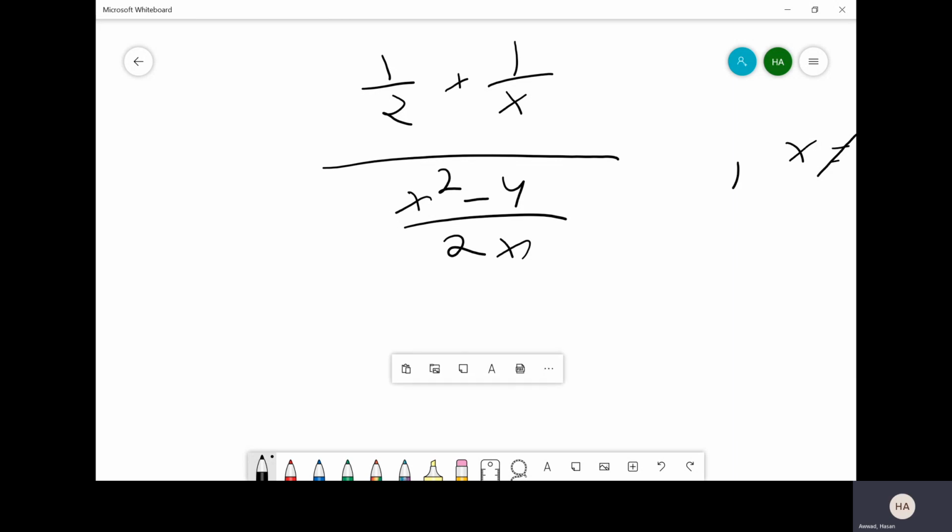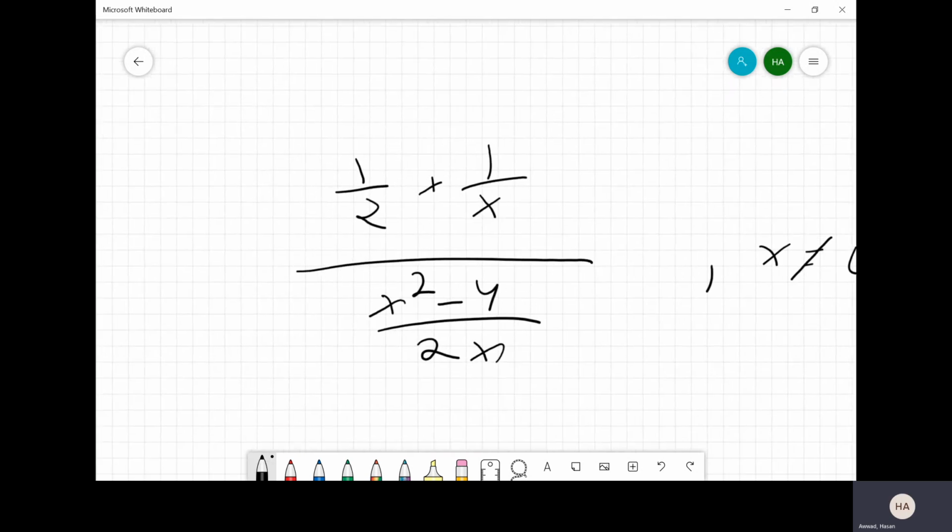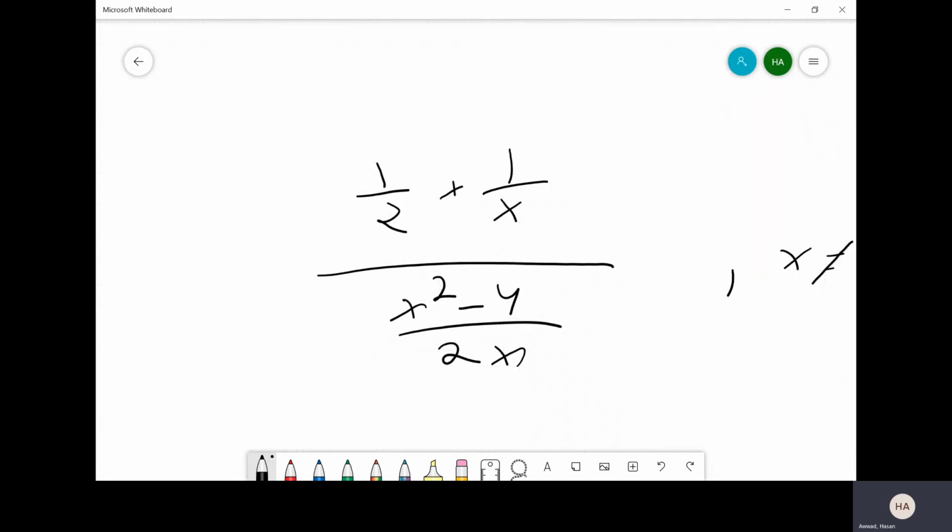So what I'm going to do is I'm going to figure out what my common denominator is between 1/2 and 1 over x. Well, the common denominator is just going to be 2x, right? So that means for this guy, I have to multiply by 2 over 2. And for this one over here, I have to multiply by x over x. And we see again, x over x is 1, 2 over 2 is 1. We're not changing the value, we're just changing the appearance.